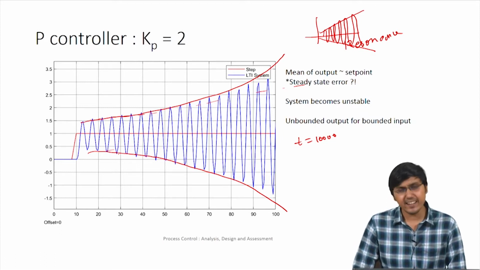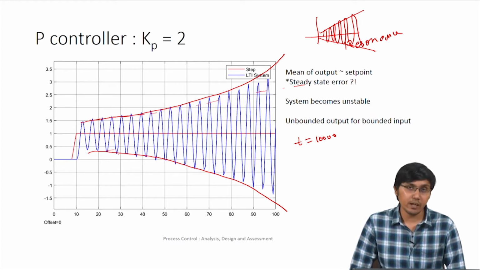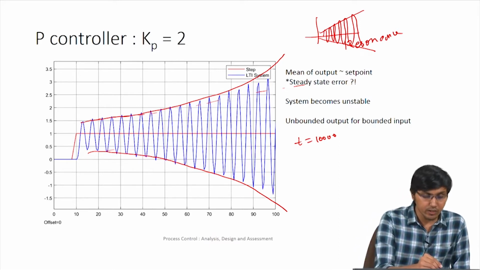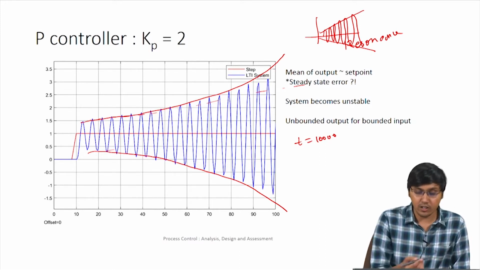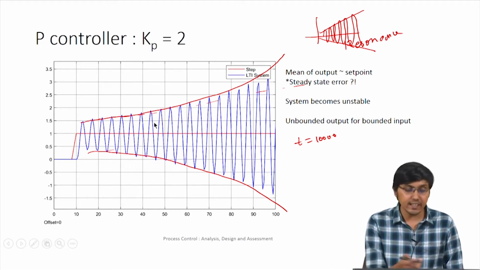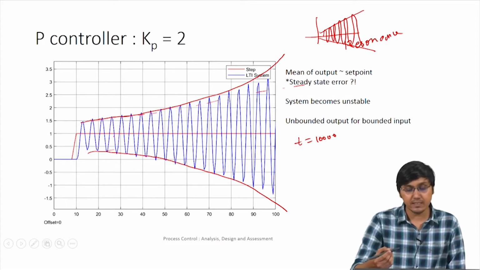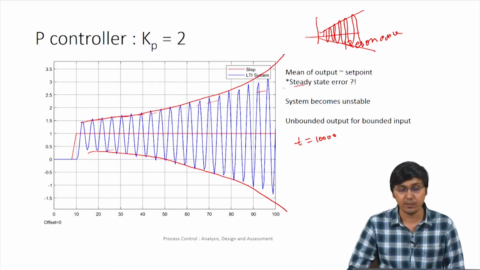And another thing: what happened to our observation that increasing the Kp decreases the offset? Yes, we can still observe that. If you take the mean of these oscillations, it will be closer to 1, or even equal to 1. So the mean of the oscillations is still getting closer and closer to the set point value, but the output keeps on increasing and the system goes unstable.